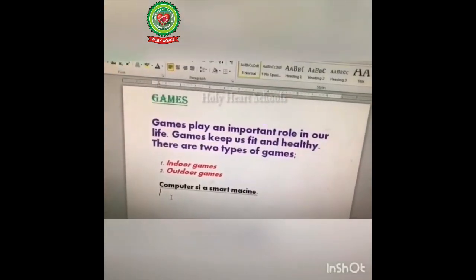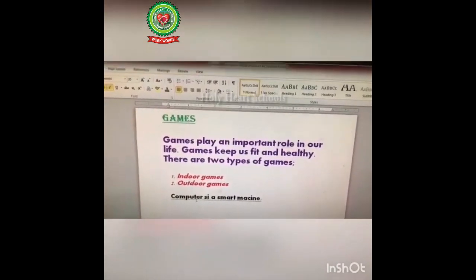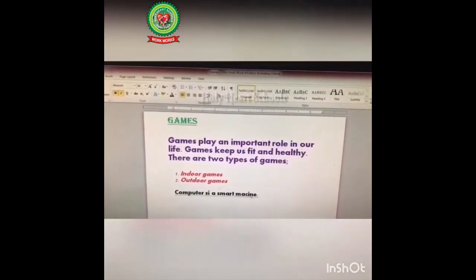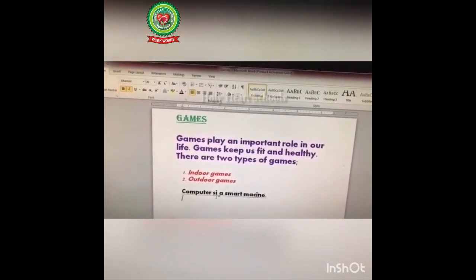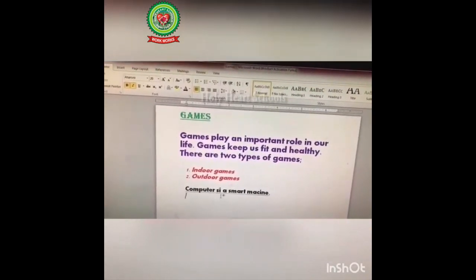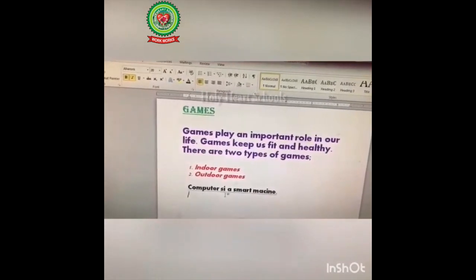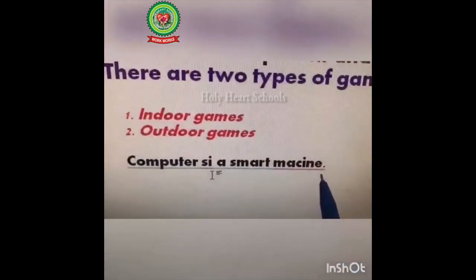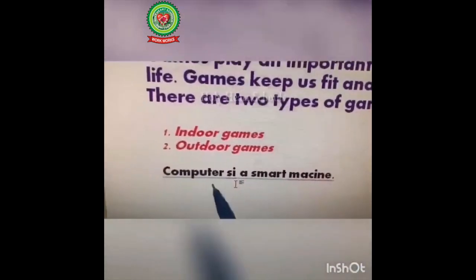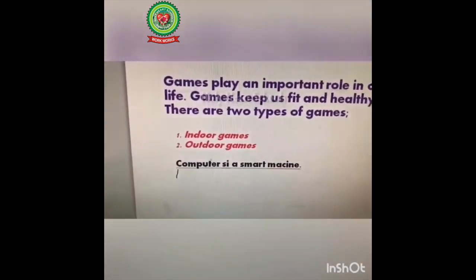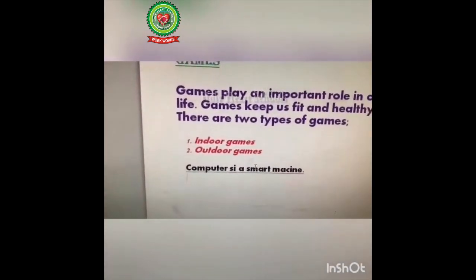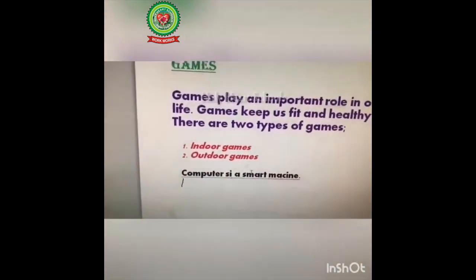Now you can see on the computer that I have typed a line, computer is a smart machine, but I have made some spelling mistakes. The spelling mistakes are indicated with red wavy lines. You can see these red wavy lines. The red wavy lines show the spelling mistakes, and the green wavy lines show the grammatical mistakes. So we will correct it by using the Spelling and Grammar dialog box.